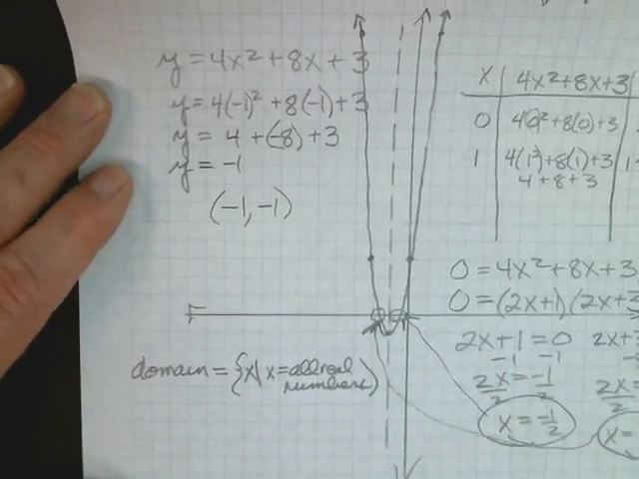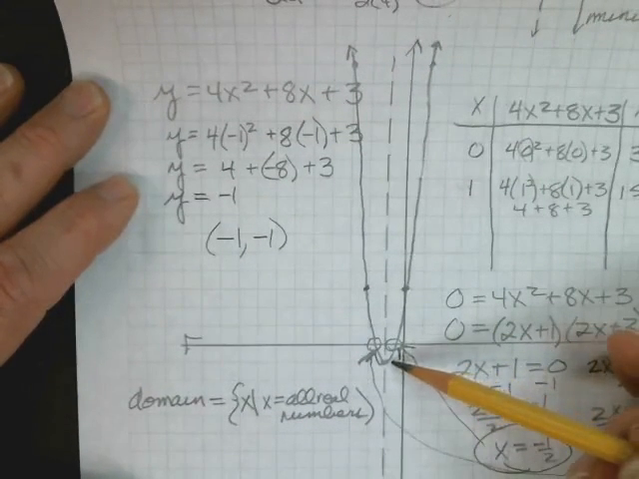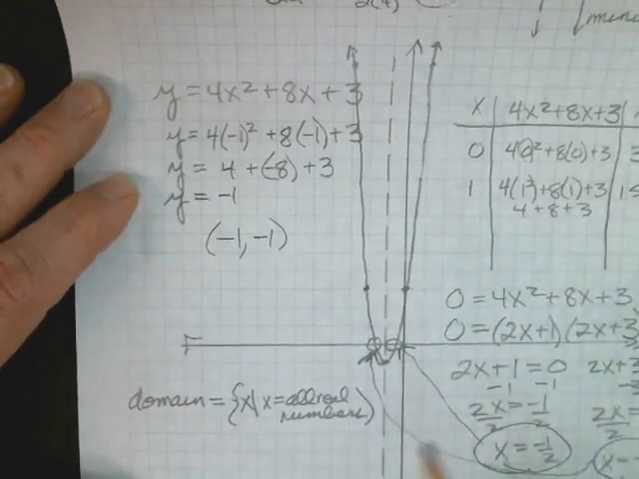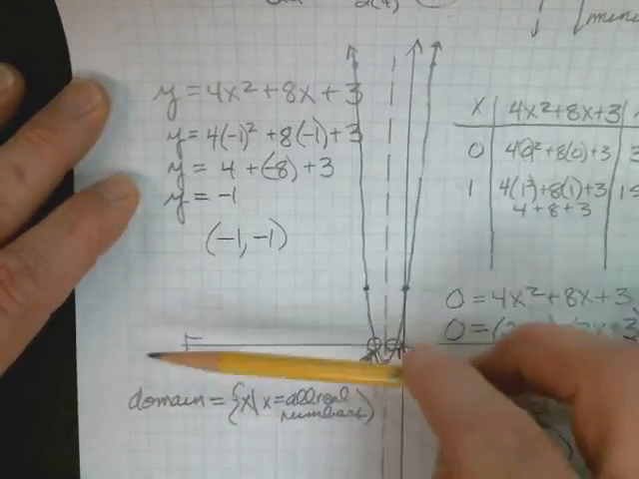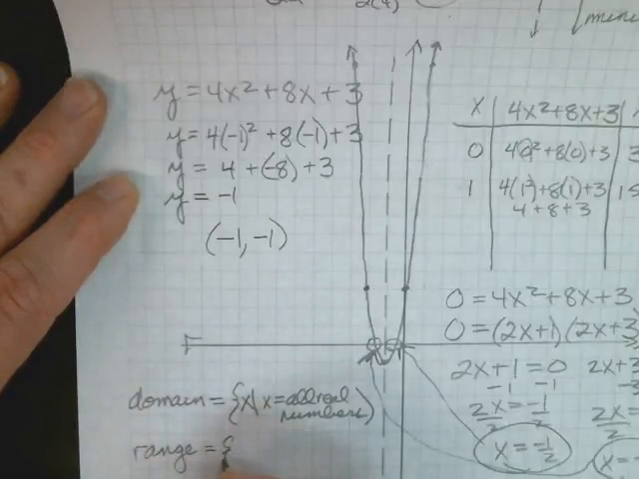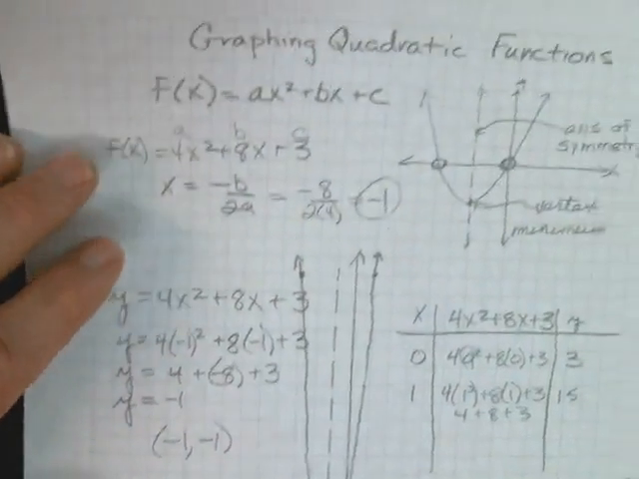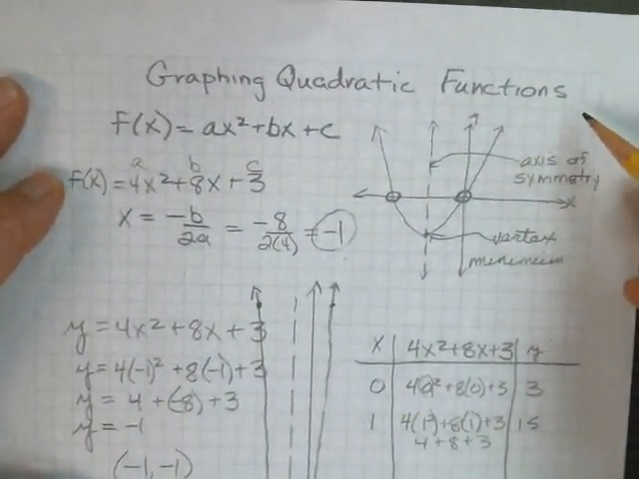But y is more limited because we know that y has to be greater than negative 1 here, because there are no values of y down here. They're all up this way. So the range, or the set of y values, is equal to the set of all numbers y such that y is greater than or equal to negative 1. So that's a little bit about how to graph quadratic functions. Hopefully that will be helpful.